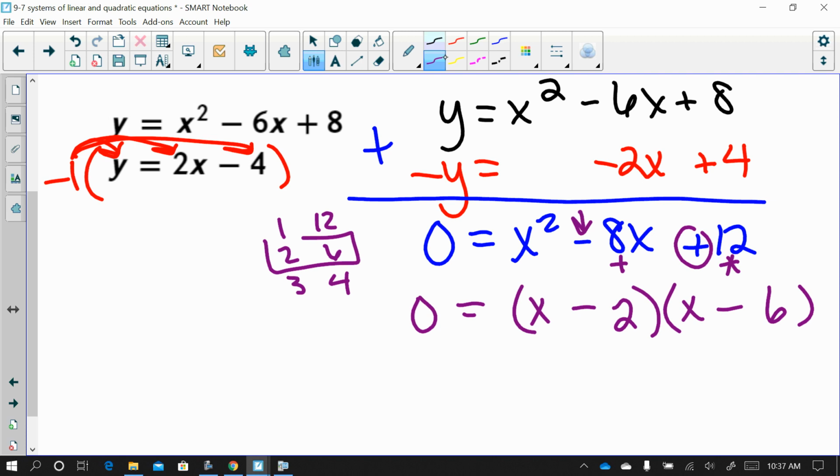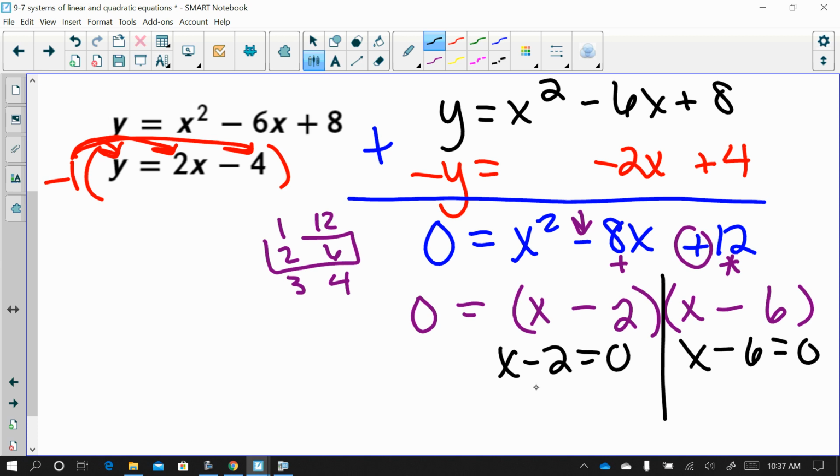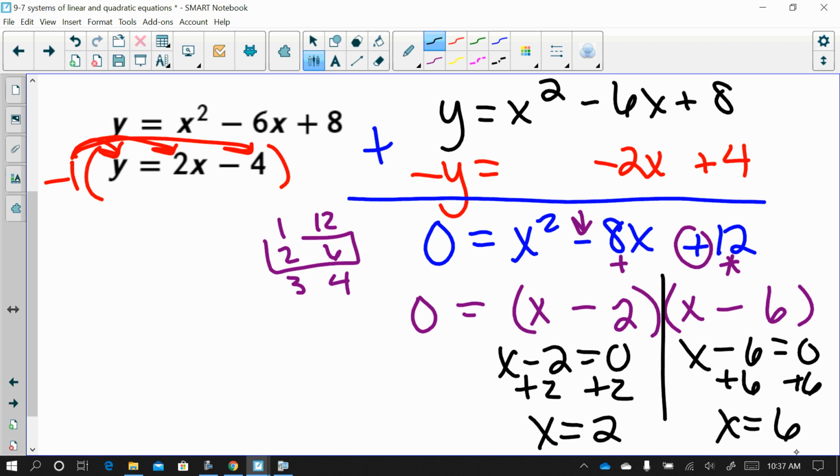Okay, to finish solving, I now take this, split it down the middle, set each thing equal to 0. Add 2, x equals 2, add 6, x equals 6. Okay, we might think we're done here. Unfortunately, we are not. Remember, when I have a system of equations, I need points, x, comma, y. So I've got my x's, now I need to find my y's. So we're going to have 2 points.